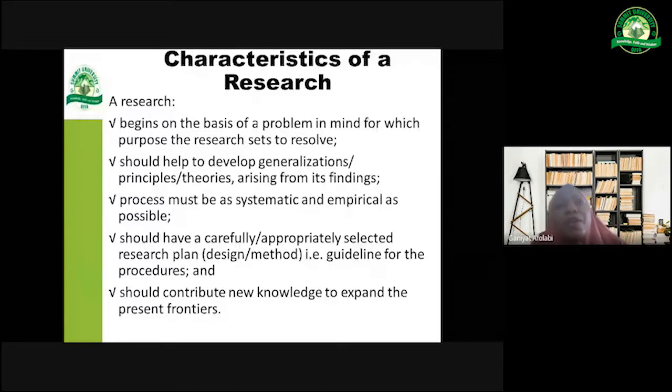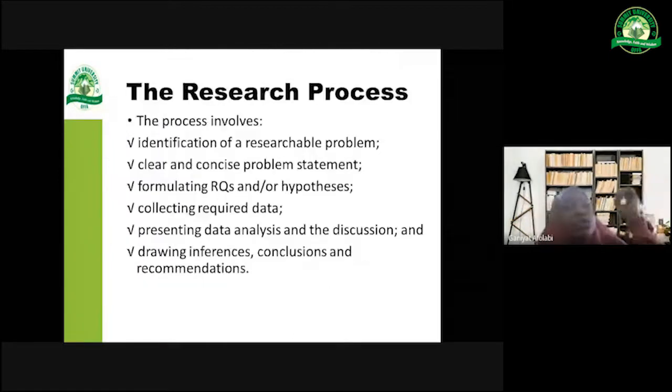So if you are not using any of the prototypes, which means you are not doing scientific research, research, which is the main thing, must contribute new knowledge or expand the present frontiers. So if your research is not contributing knowledge, I'm very happy to tell you that you are not doing research, because research must contribute or must add value to what is in the system.